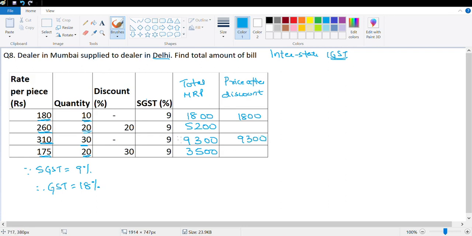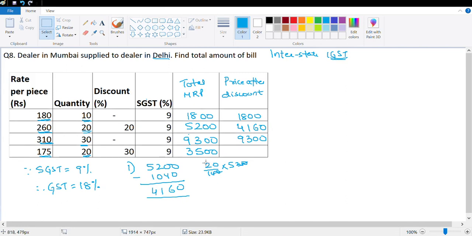Let's look at the second product. In this case, the discount is 20%. So what we are looking at is 5,200 minus 20% of 5,200. So 20 upon 100 into 5,200, which means we're looking at a discount of 1040. So 0, 10 minus 4, 6, 1 minus 0, 1, 5 minus 1, 4. So this price is 4,160.